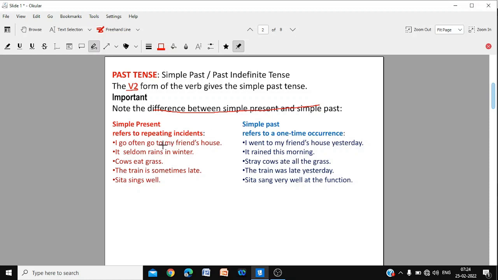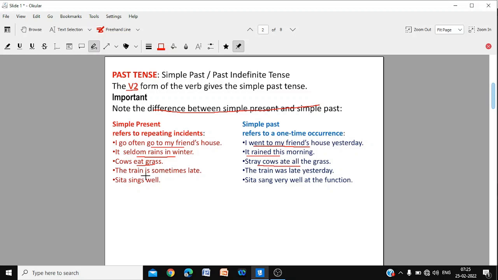I often go to my friend's house. This is a repeating incident. It happens many times. I went to my friend's house yesterday. One-time occurrence. It seldom rains in winter. A repeating occurrence, a general phenomenon, a usual fact. It rained this morning, a one-time happening. Cows eat grass, a fact, a general truth, a repeating incident. Stray cows ate all the grass, a one-time happening.